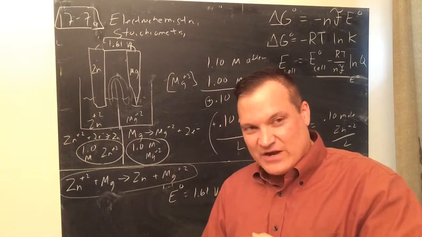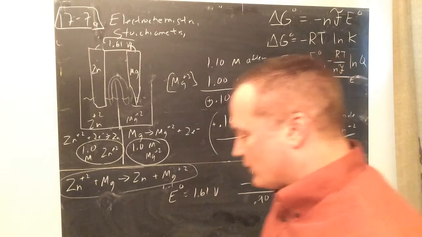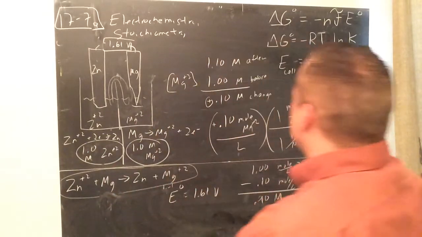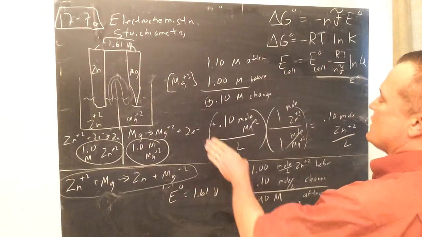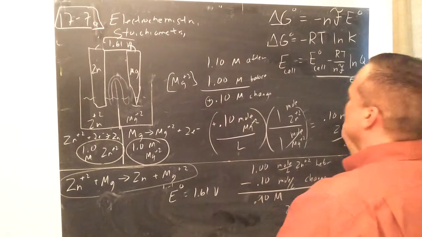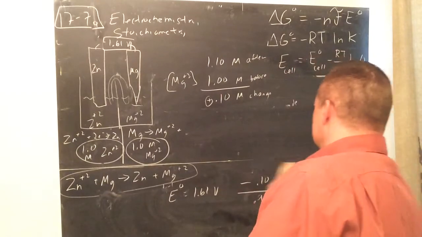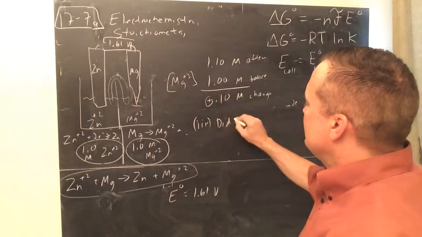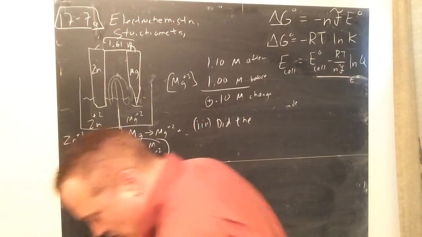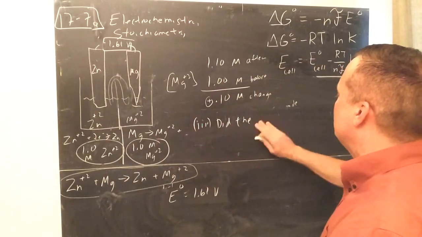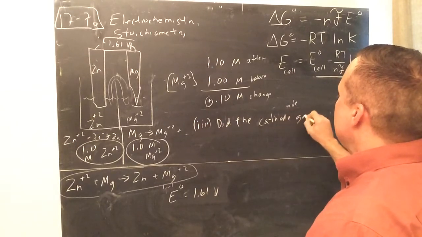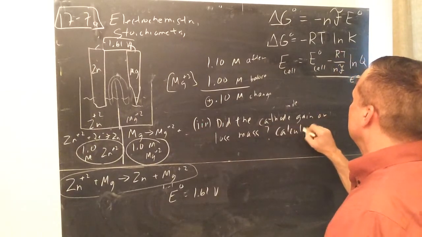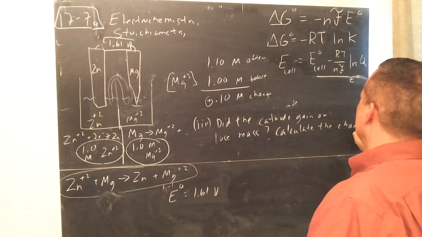But down below, at the very bottom of the page, instead of number 3, I'm going to write a new problem. Let me write the question, then it'll make more sense. Okay, so we already know the change right there was 0.10 molar magnesium, mole per liter. So for number 3: did the cathode gain or lose mass? Calculate the change in mass.